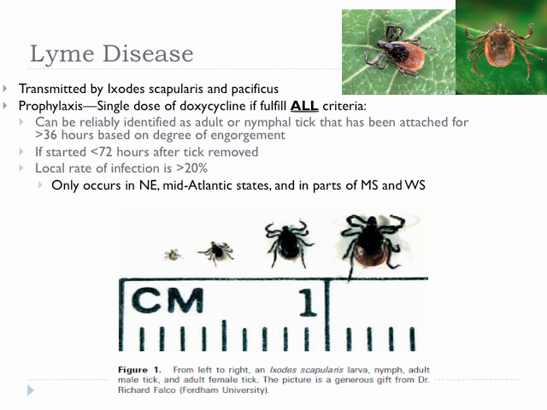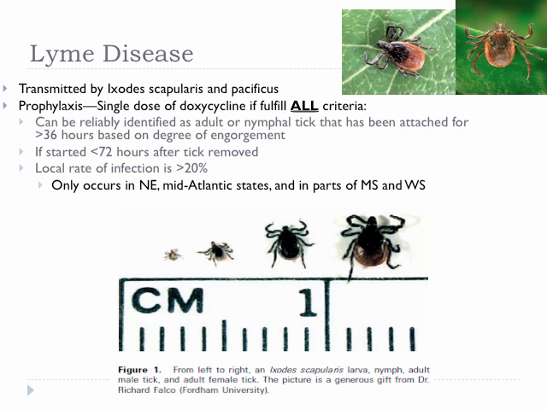It's important to know the prophylaxis. You give a single dose of doxycycline, 200 milligrams, if they fulfill all the criteria. The tick is identified as an adult or nymphal tick that's been attached for 36 hours, and it must have a good degree of engorgement.